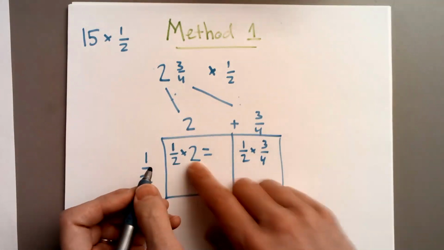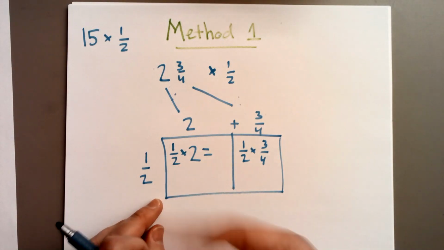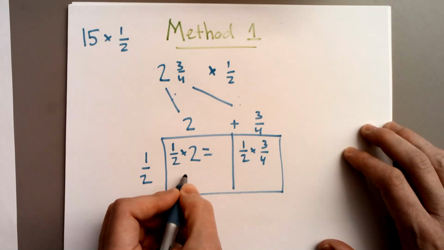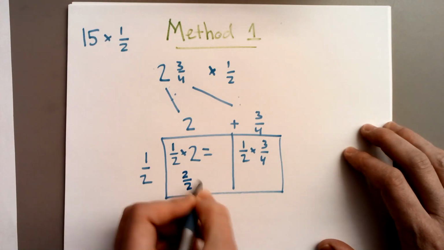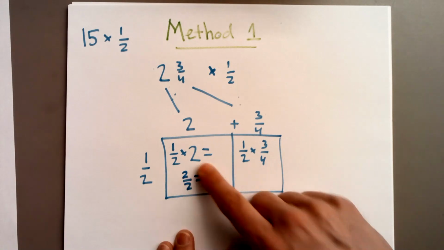So 1/2 times 2. So that just means two copies of 1/2. It's the same thing as saying 1/2 plus another 1/2. 1/2 plus 1/2 is 2/2. Well, 2/2 is more easily written as one whole. So 1/2 times 2 is 1.